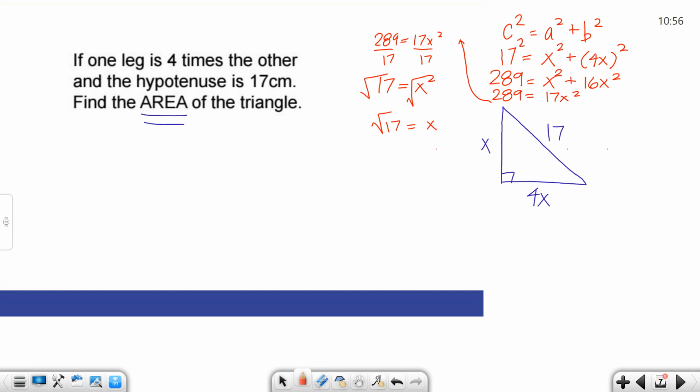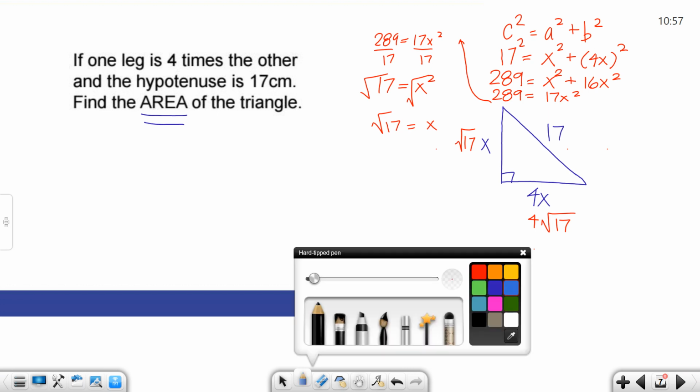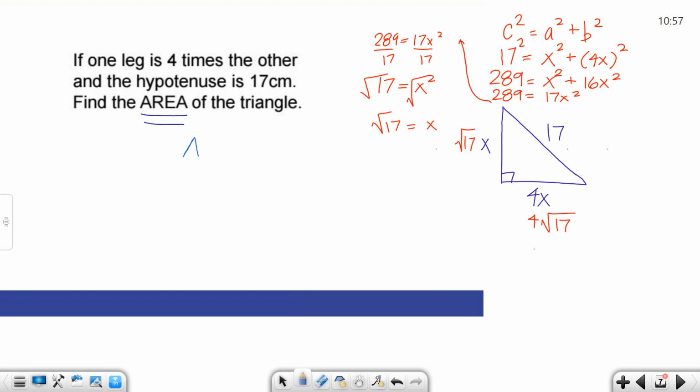Now remember, this particular assignment in my math lab or Access Pearson homework asks you to leave it as a radical. So that means that this side right here is x, so this side would be square root of 17. And this side is 4 times x, so this side would be 4 square root of 17. Now those are the measures of the triangle. The question asks you to find the area of the triangle.